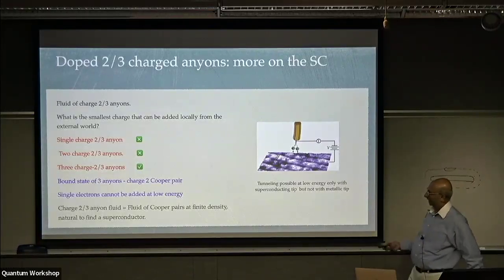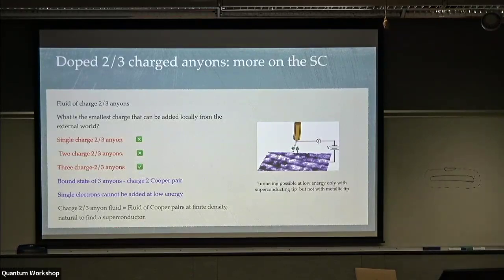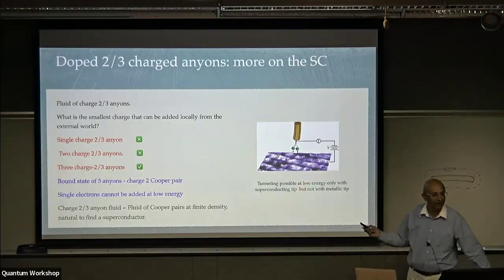So then it's natural that once you have a fluid of Cooper pairs, no one will be surprised if it actually becomes a superconductor. Why do you need a superconducting tip? Can you have a normal tip and an Andreev process on the boundary? No. Let's say we're doing this above the superconducting transition temperature, but below the charge 1/3 gap. So the system is not yet a superconductor. The question is, what can you tunnel at low energy? The only thing you can tunnel in is charge 2.